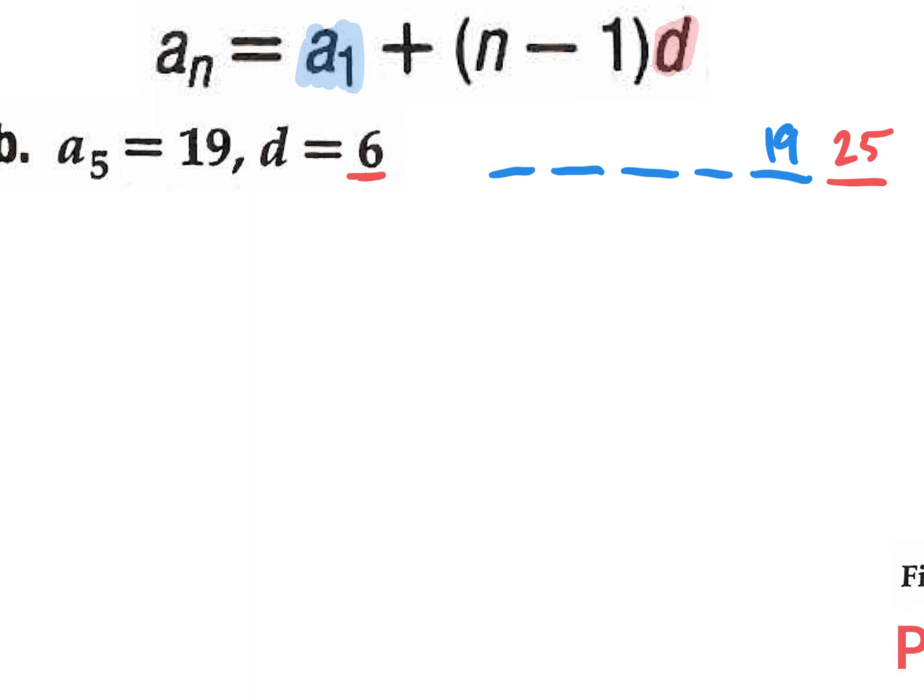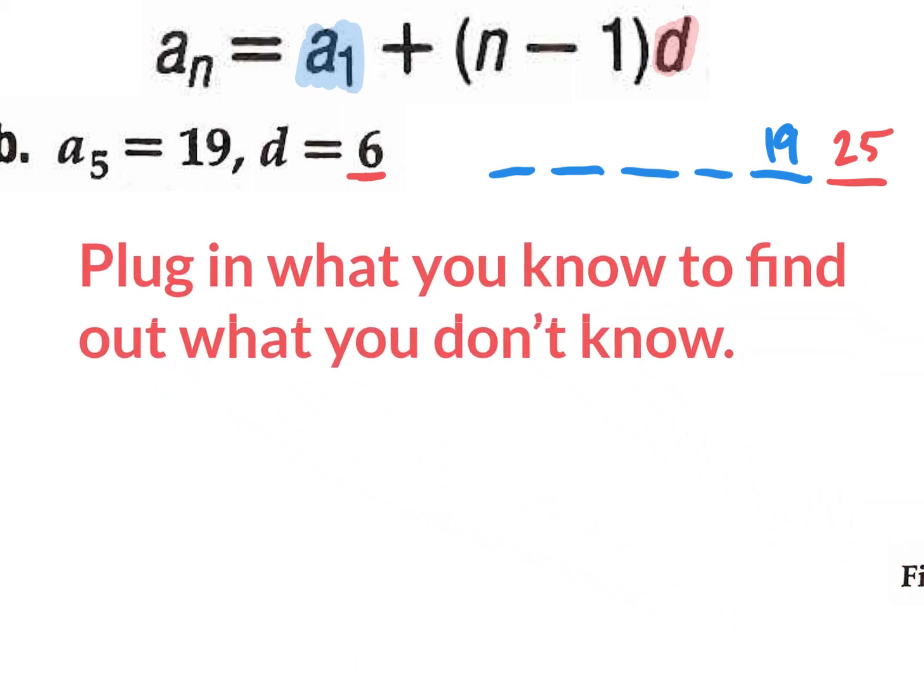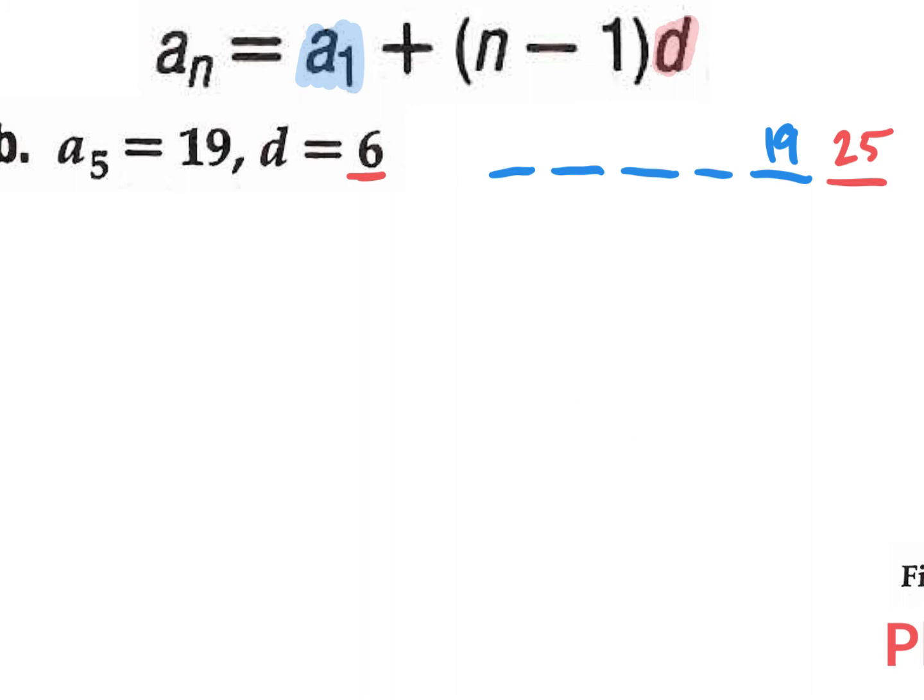But what I want you to do is this. Plug in what you know to find out what you don't know. Okay? Plug in what you know to find out what you don't know. So what is it that we know? First of all, let me delete this right here. We know that the d is 6. The common difference is 6. So let's start by plugging that in.